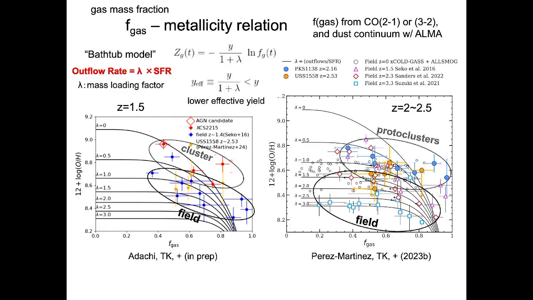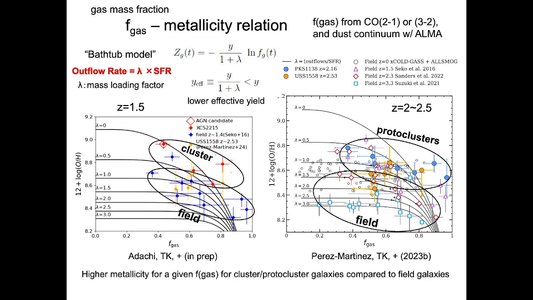However, if you look at galaxies in the clusters or in protoclusters, they are higher in metallicity for a given F-gas, meaning that this mass loading factor is expected to be smaller, less than 1. Therefore, this suggests a lower mass loading factor due to the ram pressure, as I said, and the gas is forced to be recycled.